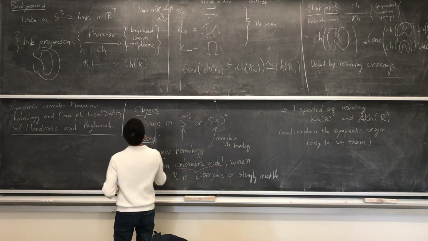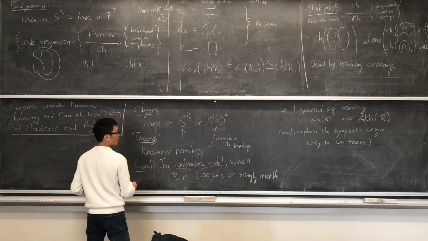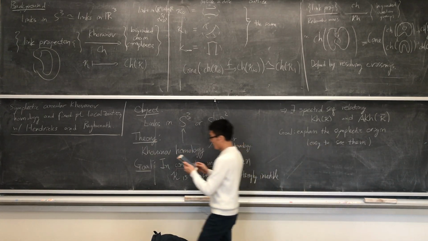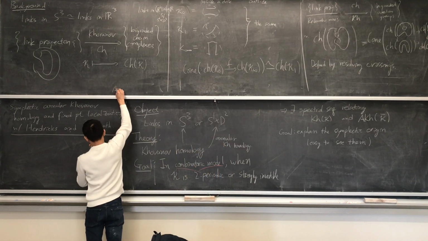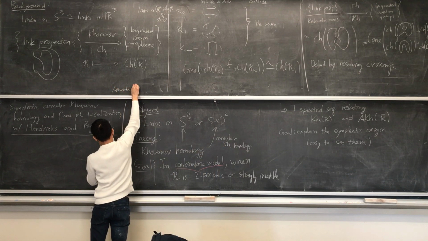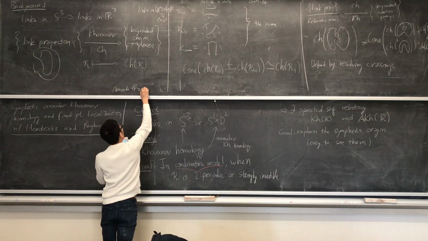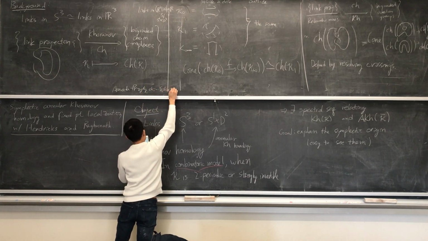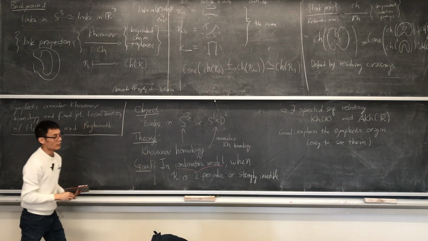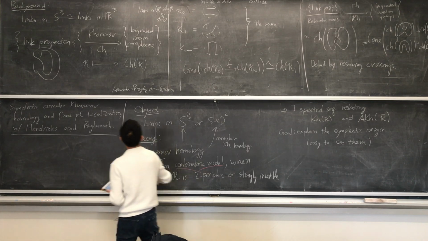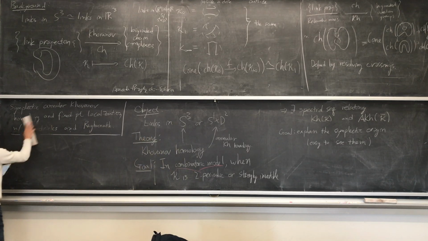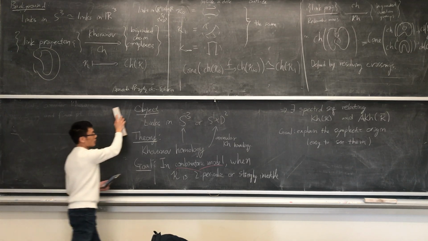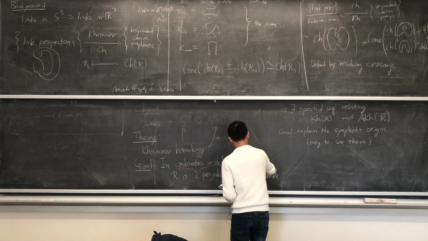Now, maybe I should have said that the annular theory is not defined by Khovanov. It is defined by these people. But the definition is really the same. It's not very different from Khovanov's definition. Now, let me explain what a two-periodic link is and what a strongly invertible link is.